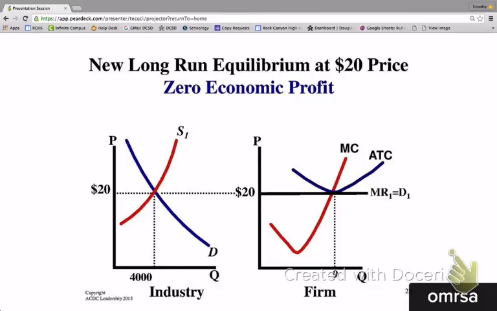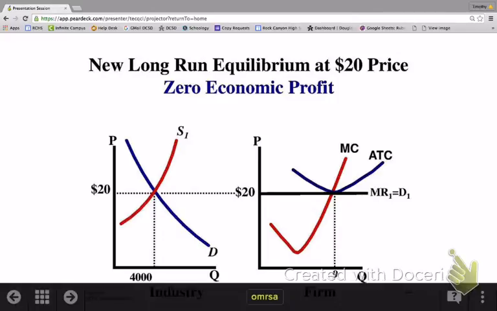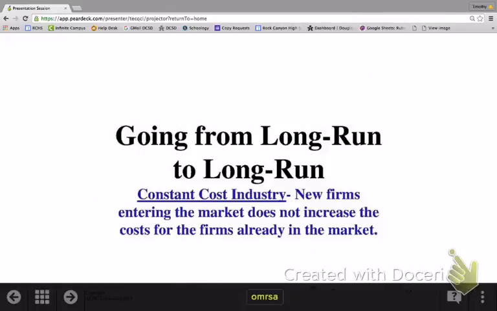So we have reached a new long-run equilibrium at a price of $20 with zero economic profit. So whether economic profits or economic losses are being made in the short run, they will cause firms to enter or exit the industry until there are zero economic profits being made by the individual firm, and that is the long-run equilibrium for the market and for the individual firm in a perfectly competitive industry.